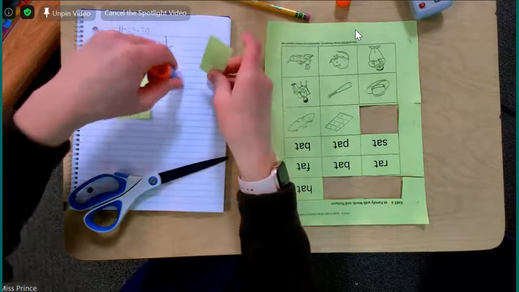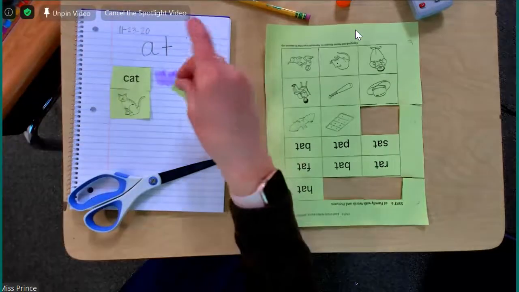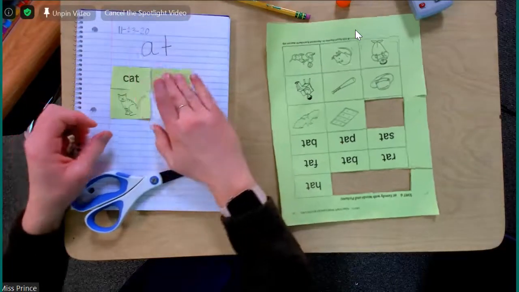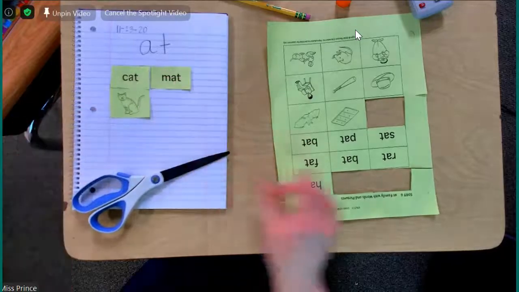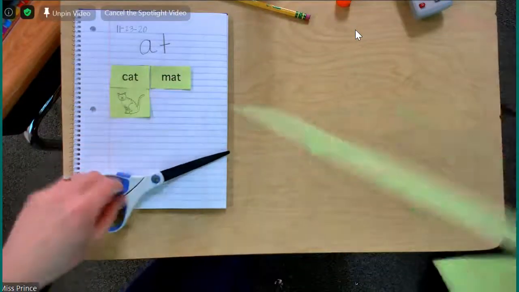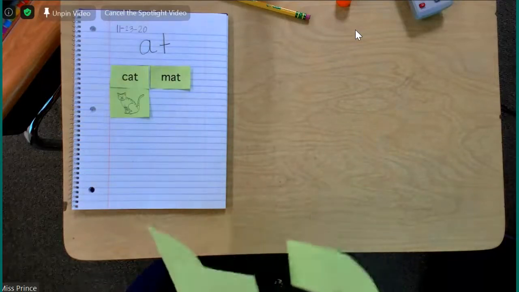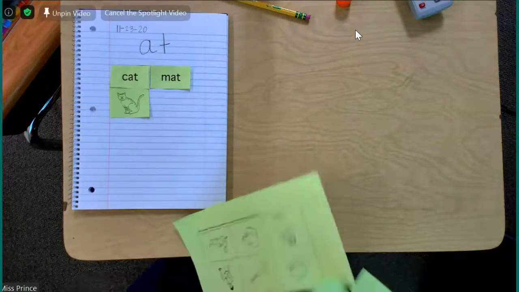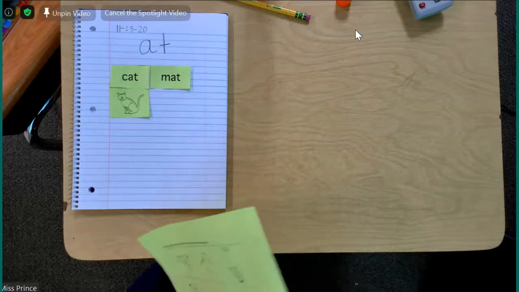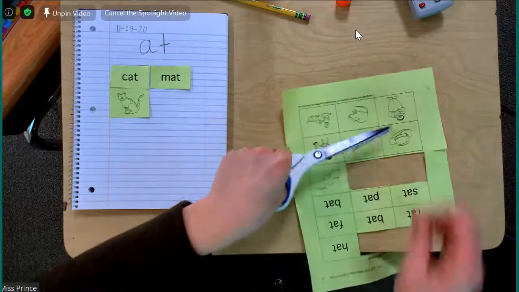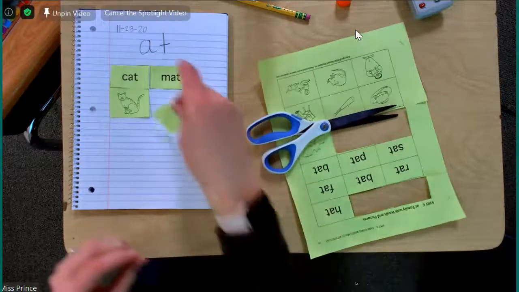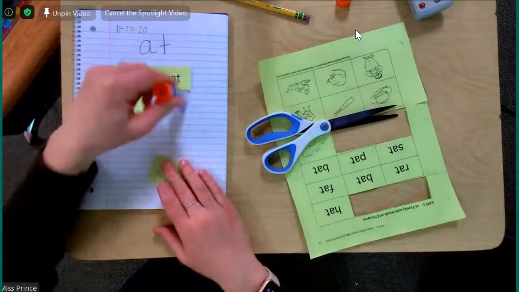So now I'm going to glue it, and I'm going to put mat, and your picture needs to go with your word, so you're going to put mat right underneath it. Jose, make sure you're raising your hand. But right now I want you to make sure that you're gluing these in the right spot.